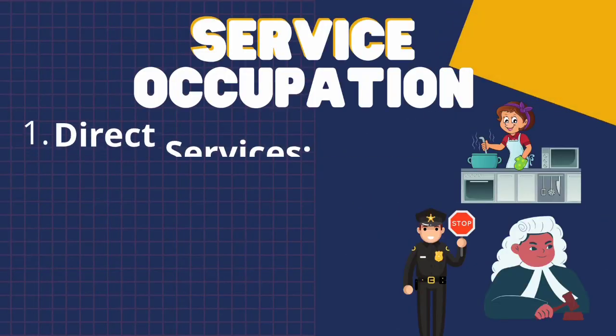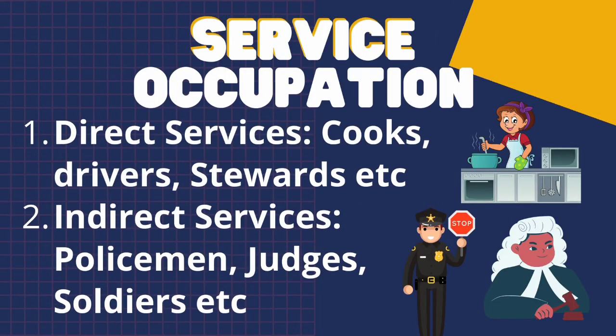Then the third type of occupation is the service occupation. Now, service occupation is divided into two. We have the direct service and the indirect service. Now, direct service is the kind of occupation where you employ somebody and they render their service directly to the employer. For example, a cook or a driver or a steward or a security guard in a house. These people render direct services to their employer.